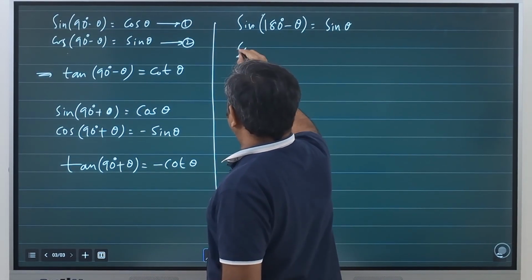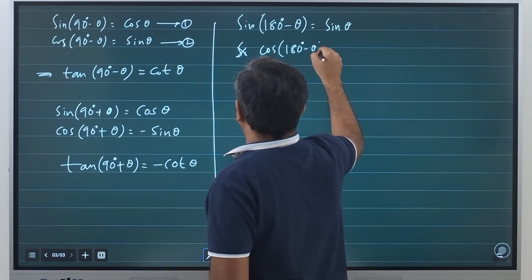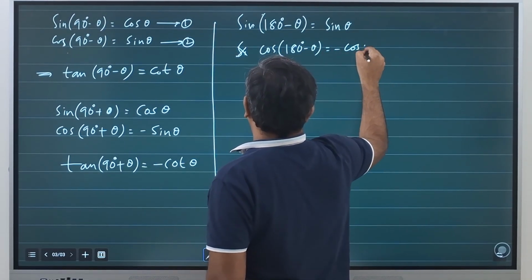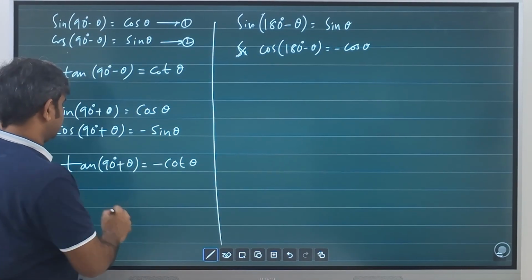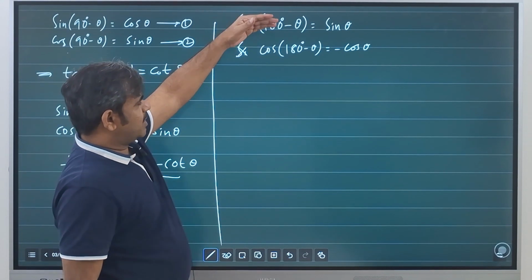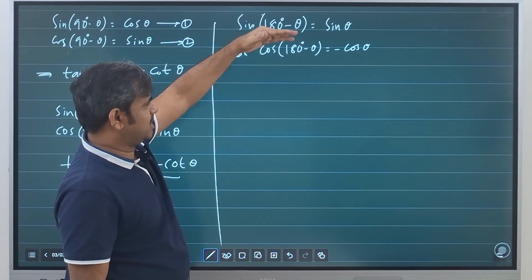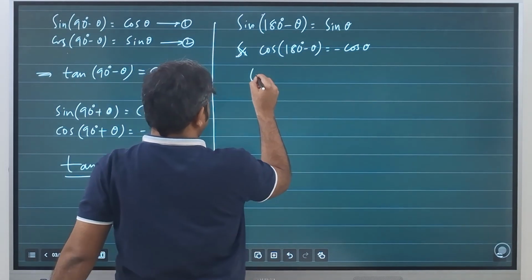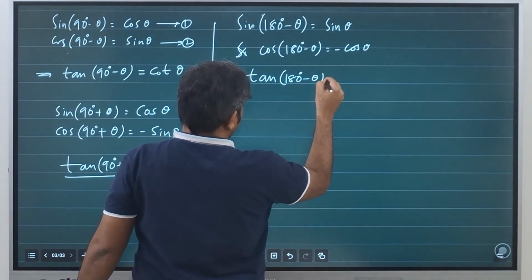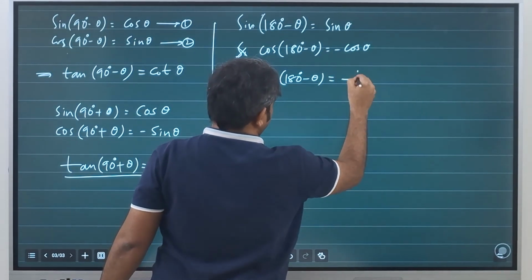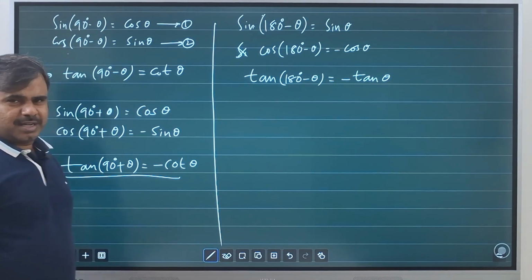Similarly, cos 180 degrees minus theta is equal to minus cos theta. Write down the ratio. You don't have to memorize these relations. Divide these two equations. Left hand side, sine 180 degrees minus theta divided by cos 180 degrees minus theta, you will get tan 180 degrees minus theta. On the right hand side, it is minus sine theta divided by cos theta, which is minus tan theta.